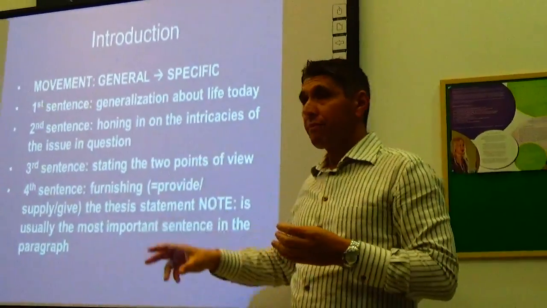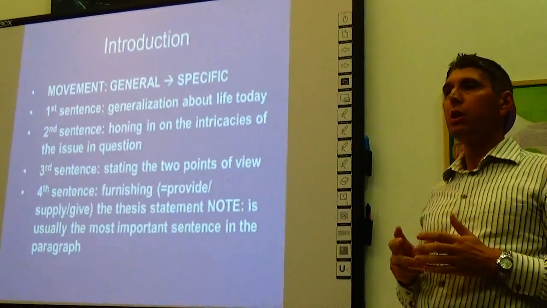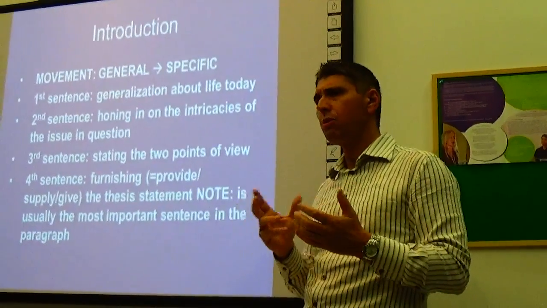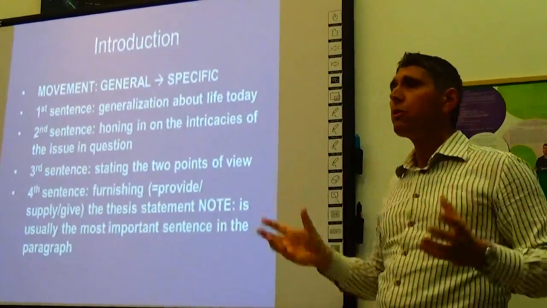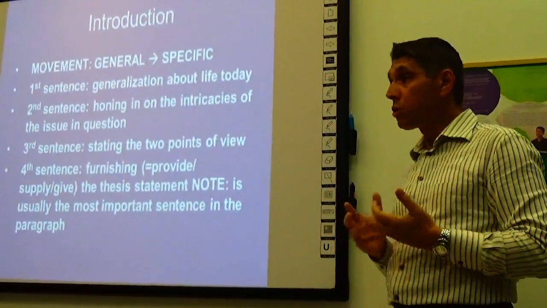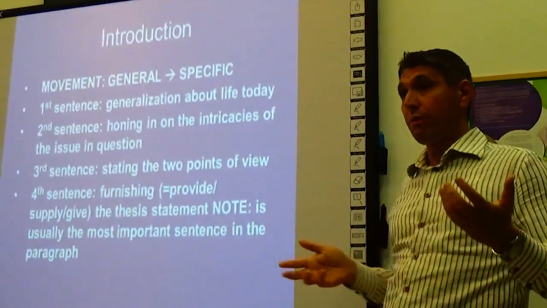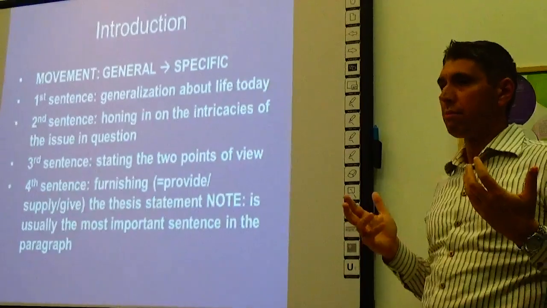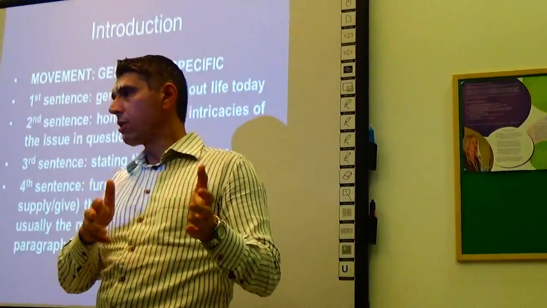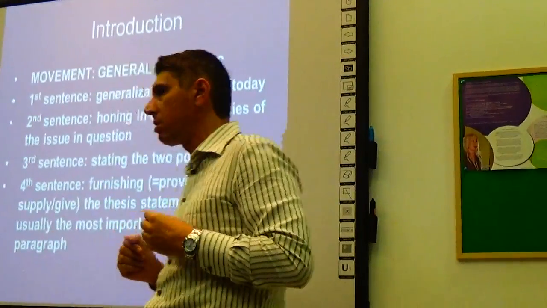The first sentence should contain a generalization about life today, either in your community or society or in the whole world. That depends on the topic. It also depends on your range of references, whether you want to be referring to your society or community or to the whole world. You can also refer to something called Western civilization. That's also quite common to say, because there are some major cultural differences between the so-called Western civilization and other civilizations.